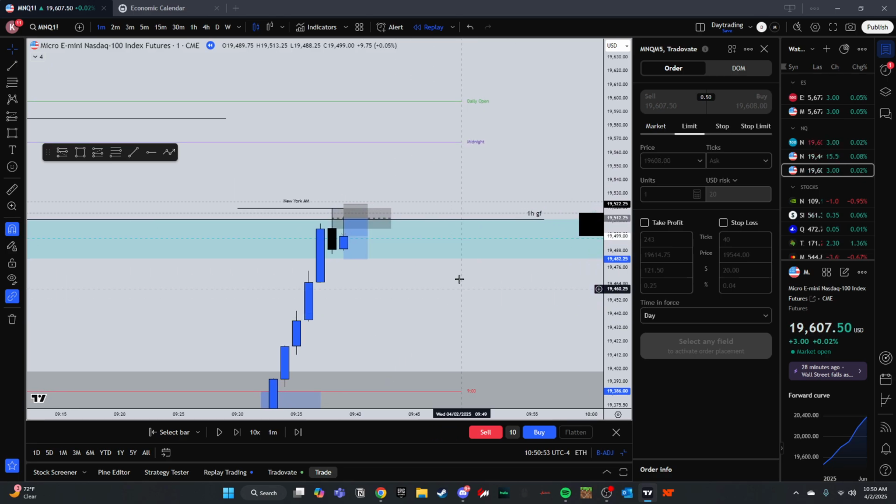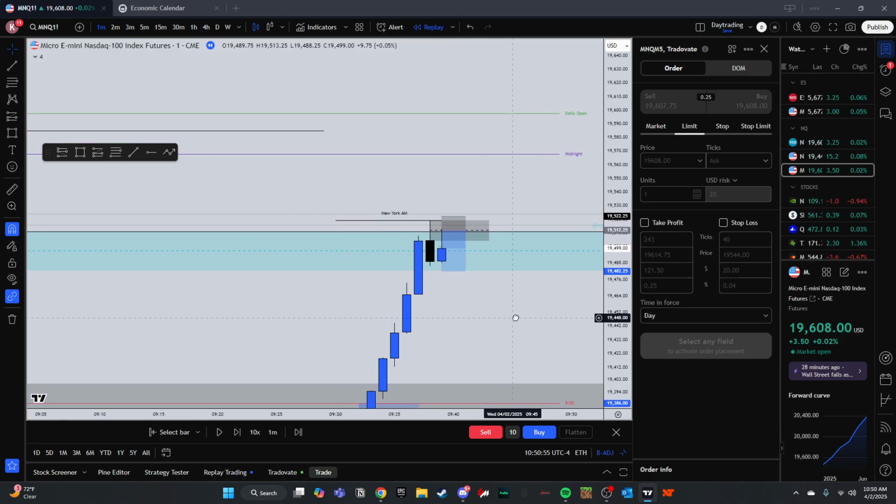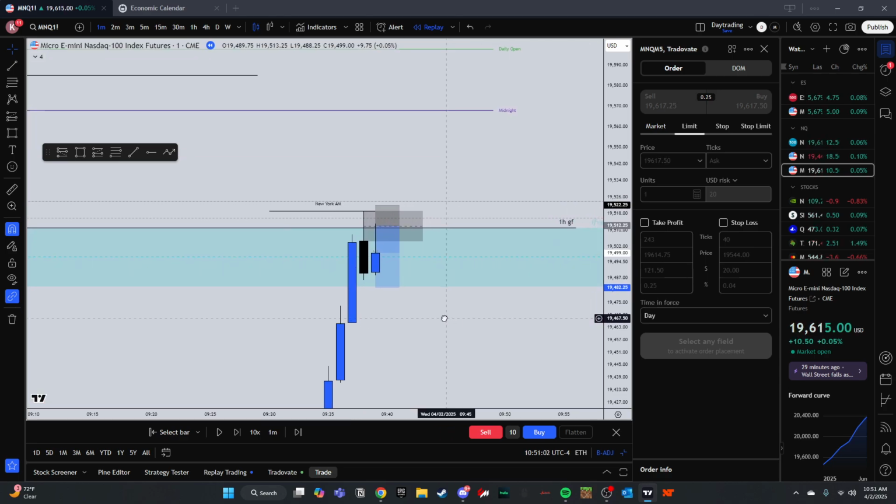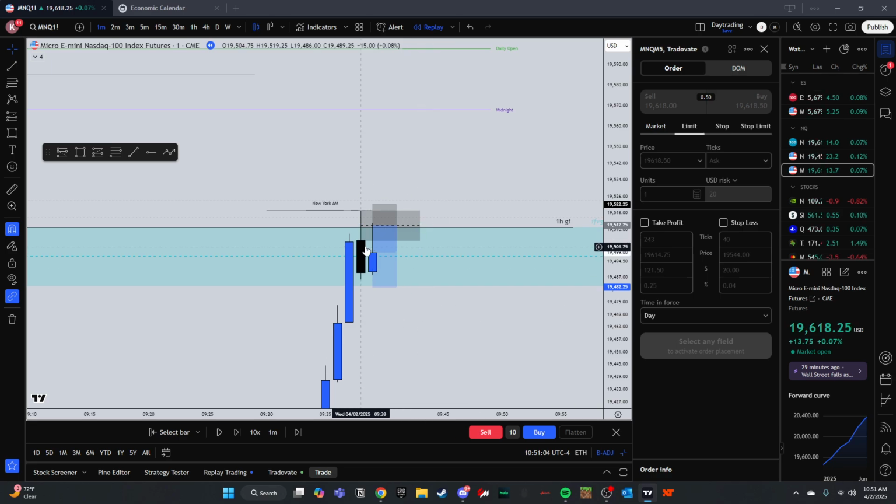Rebalance of being this hourly gap fill here. I wanted to see, well, I'm not saying I wanted to see, I got exactly what I saw. I wanted to see a nice rejection block off of it and then enter right off the 50% of that rejection block. Once I got that, I entered.